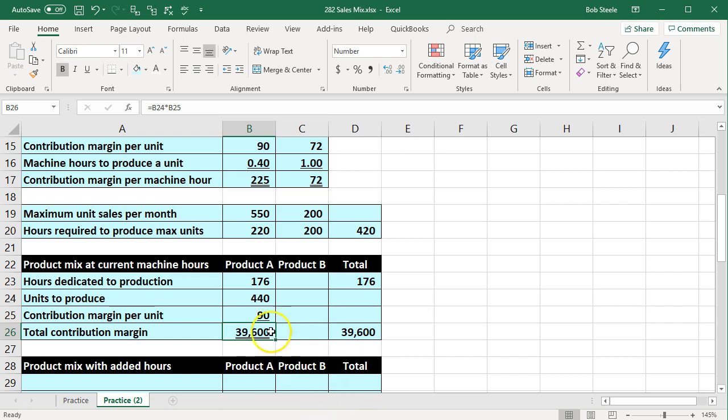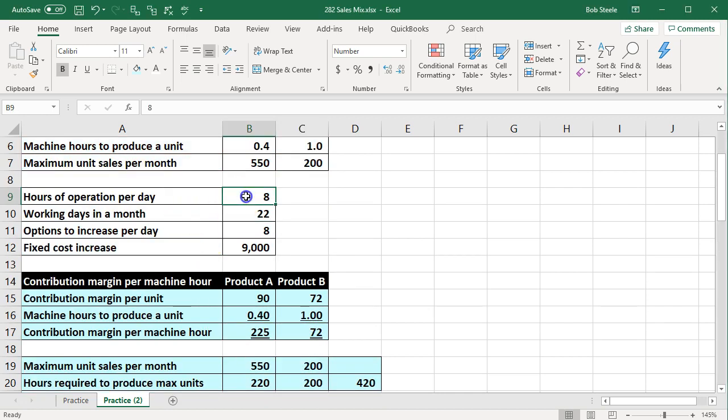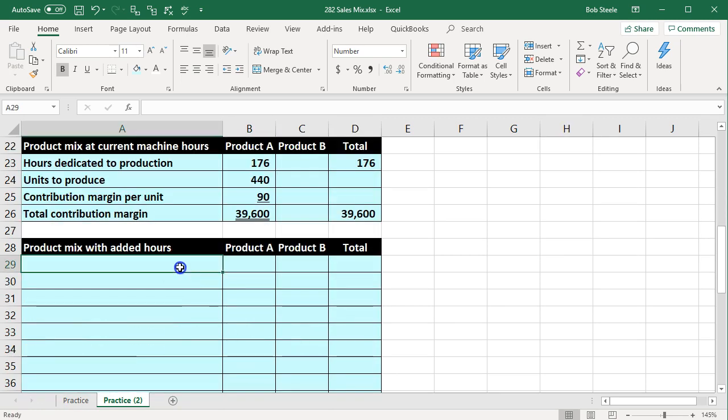In other words, we're going to produce all product A because that's where our higher contribution margin per machine hour will be. We'll consider the scenario of what would happen if we increase the number of hours by 8 hours per day. So if we had another 8 hours per day, with the same working days of 22 in the month, what would happen in that scenario? So we're going to have our new table here. We're going to say hours dedicated to production, the hours that we're going to put to production of unit A and B.